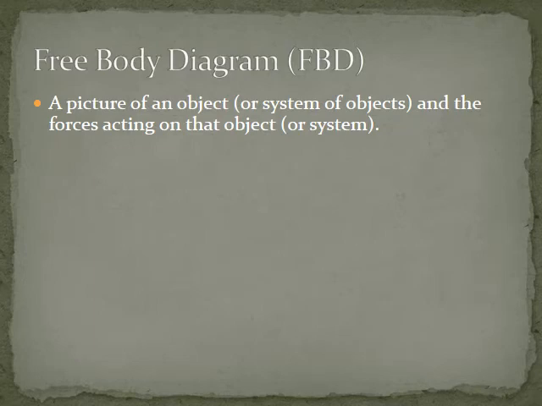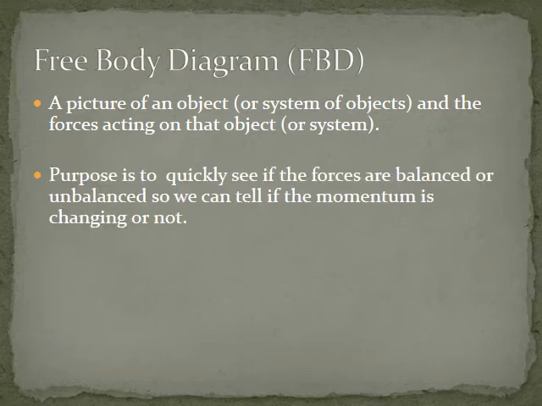A free body diagram is just a picture of an object, or it could be a whole system of objects, and the forces acting on that object or system of objects. So if several objects are connected to each other, you can include them all in the same object. You can lump them together. So even though a car has a bunch of parts, you could lump it all together into one single object.